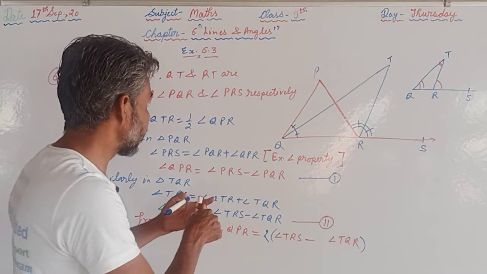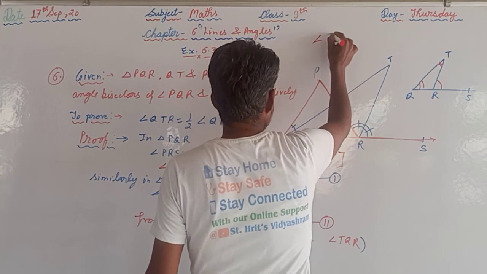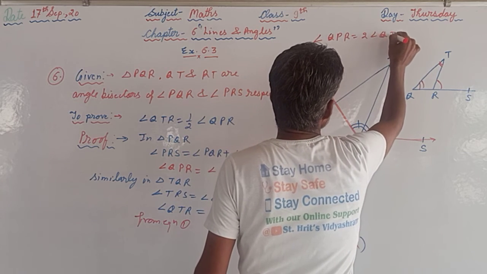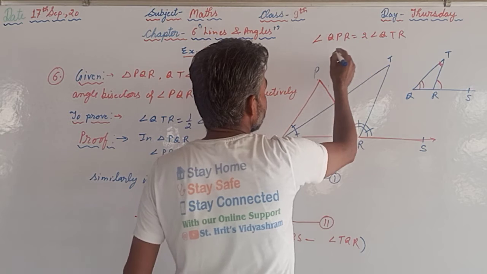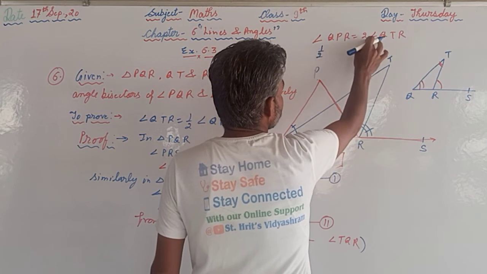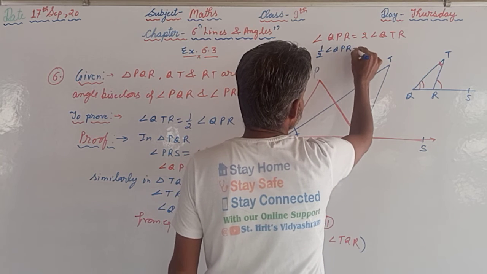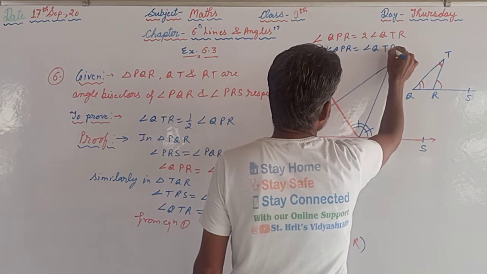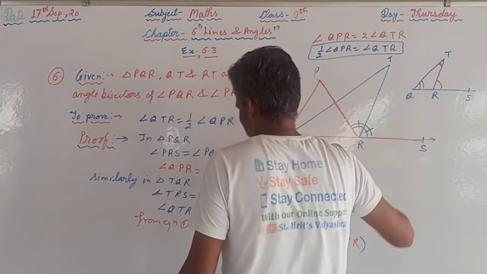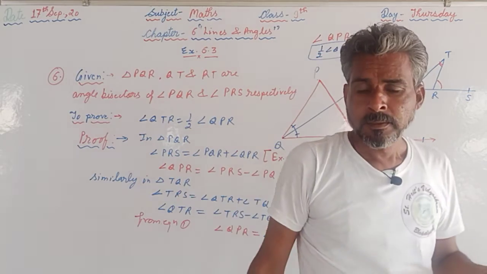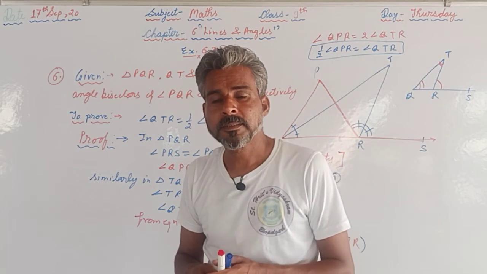So from here we can write angle QPR is equal to twice angle QTR. We can transfer 2 from that side to this side: half of angle QPR is equal to angle QTR, which we were supposed to prove. So like this we proceed with the questions, and this was the last question of this exercise as well as of this chapter.